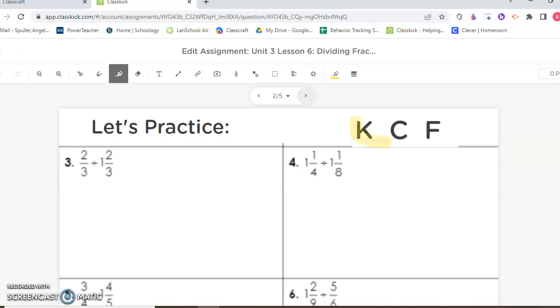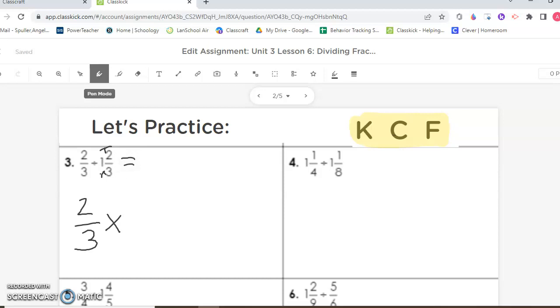Now, I have our acronym or our KCF letters up here to remind me. Now, when we have an improper fraction, a mixed number, we have to make it into an improper fraction. So we have 2/3. Now remember, the K says to keep this fraction the same. Change it to a multiplication sign, and then multiply and add. So this would equal 3/5. Okay? So we took a mixed number, made it an improper fraction.